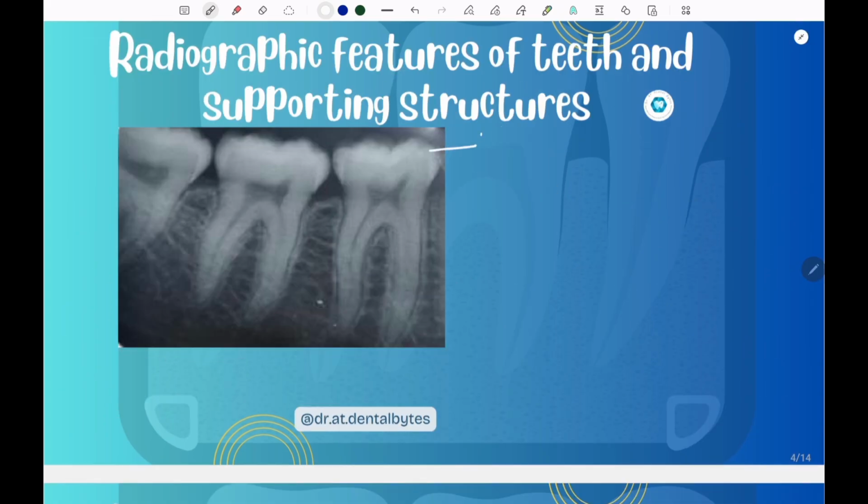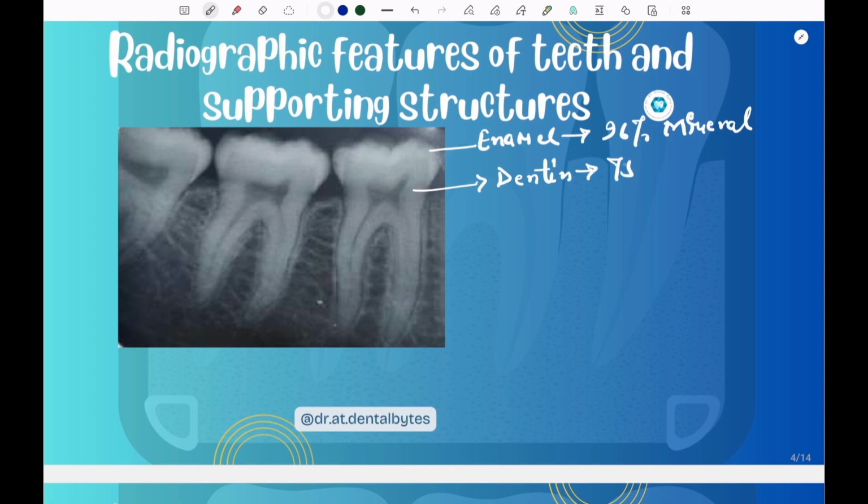This radiopaque structure is enamel. Since enamel is 96% mineral, it prevents the X-rays from passing through completely, thus appears radiopaque. Then comes the dentine. Dentine is almost 75% mineralized, but because of its lower content, its radiodensity is similar to that of the bone and is less radiopaque than enamel.